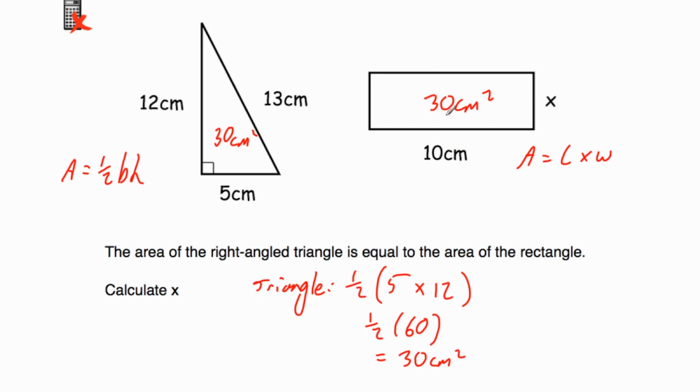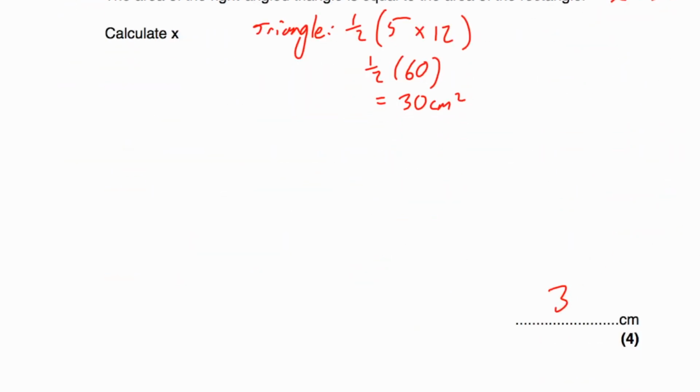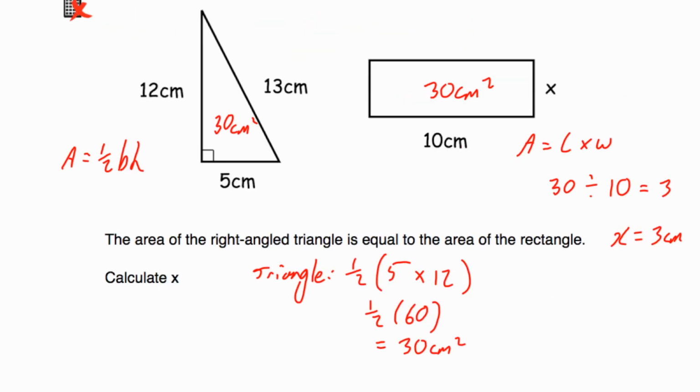We can probably realize already it's going to be 3 centimeters, but we can just take our area, 30, and divide it by 10, and that would tell us our width. And 30 divided by 10 is 3. So that means that x must be 3 centimeters. X equals 3 centimeters. Let's write that down. X is equal to 3 centimeters. So the answer would be 3 centimeters.